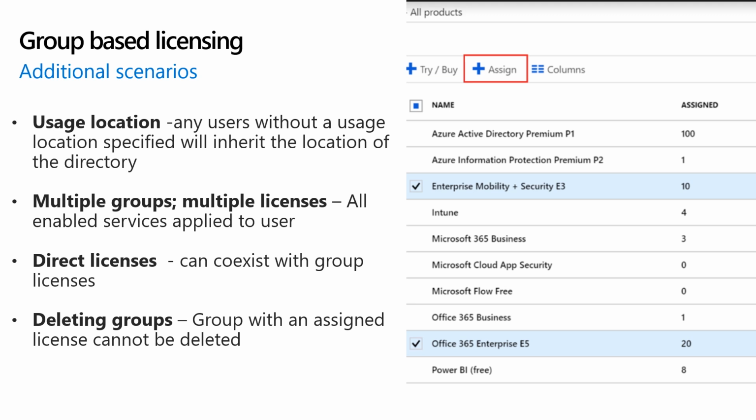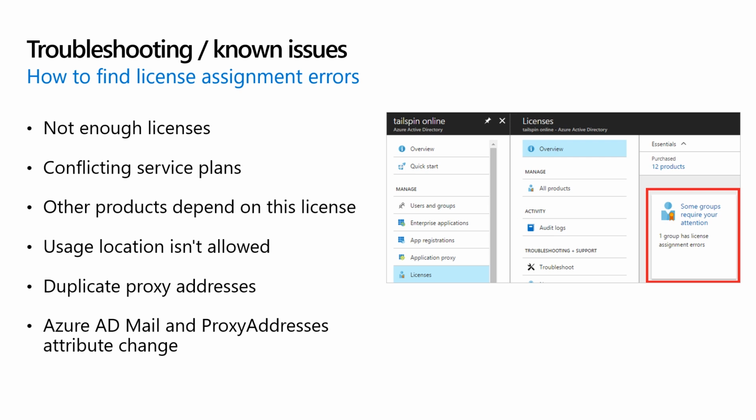It is not possible to delete a group with an active license assigned. This prevents an administrator from accidentally deleting a group without realizing that users could lose their licenses as a result of it. When group license assignments fail, the errors are surfaced in the Overview section of the Licenses blade.